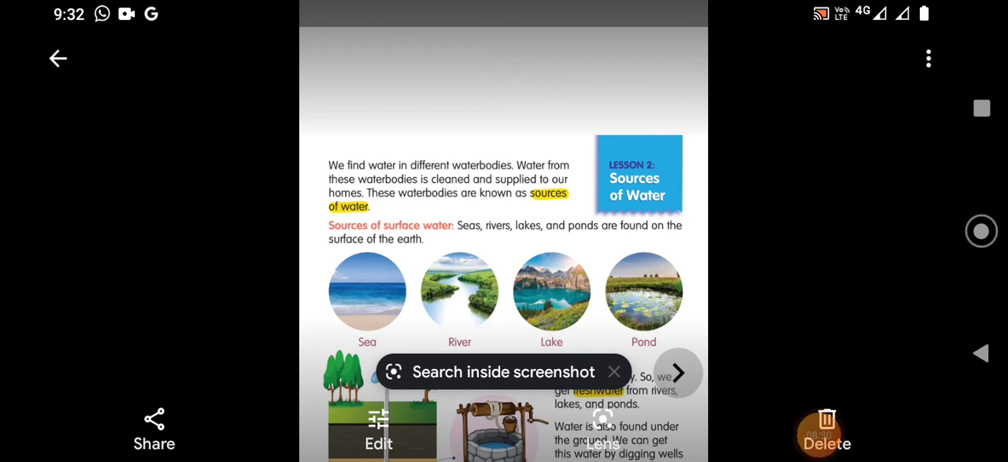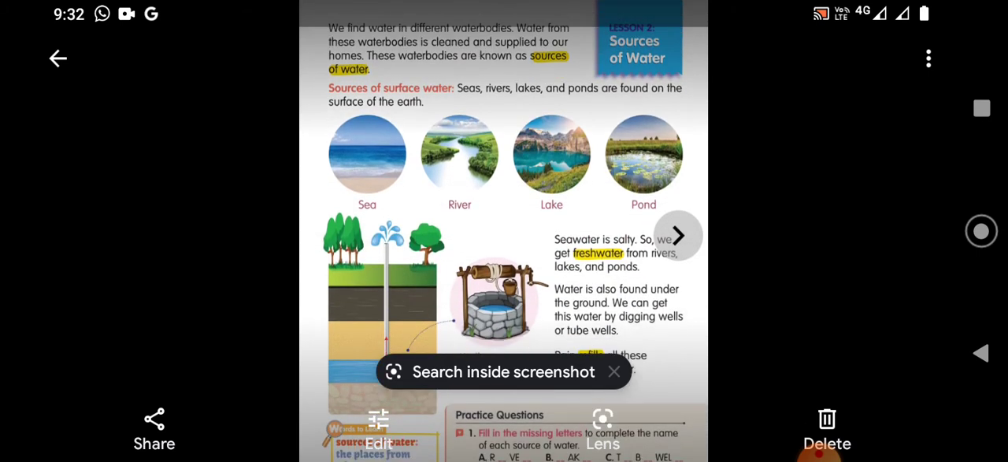Yeah, children, see, these water bodies are known as sources of water. We find water in different water bodies, no? Water from these water bodies is cleaned up and supplied to our homes. These water bodies are known as sources of water. Sources of surface water, that is, which is found on the surface of the earth. See there, sea, river, lake, pond, pictures you see, all these are surface water, sources of water, which you find on the surface, above the ground.